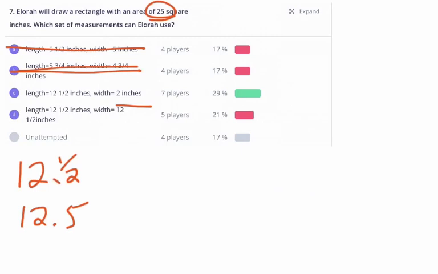So if I was going to change this to an improper fraction, 2 times 12 is 24, plus 1 is 25 over 2, times 2. And remember, if you multiply by a whole number, you just put a 1 underneath it because it doesn't change the value. Okay? And then we multiply the top.